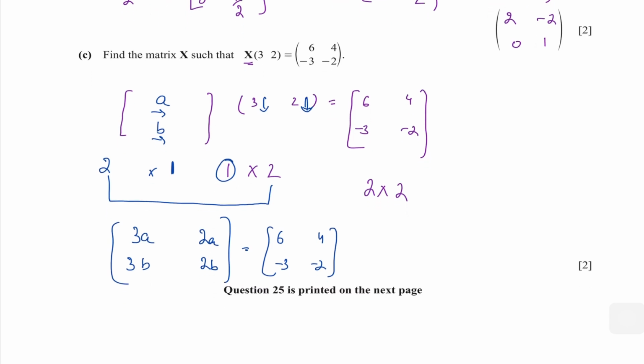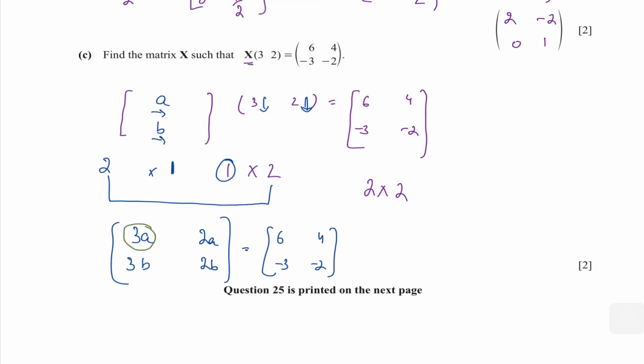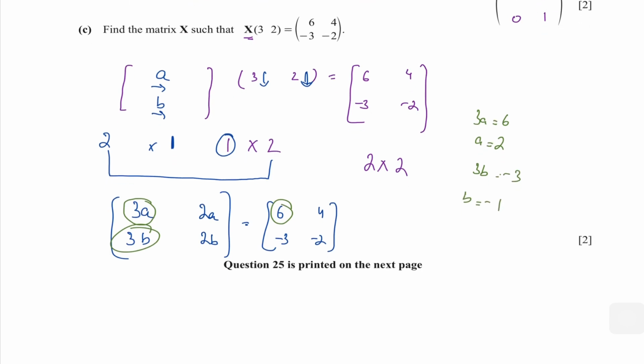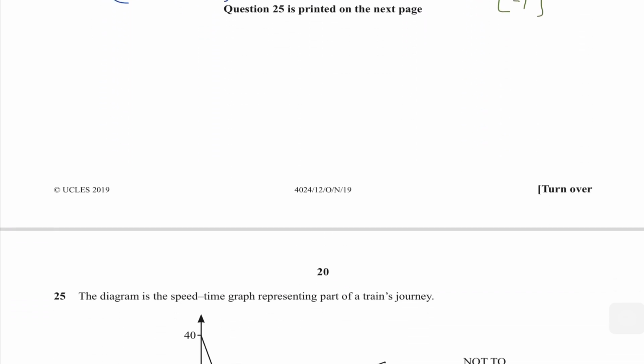So we're almost there. If you want to find out the value of A, I'm going to pick something on the left hand side which contains A and the corresponding value on the right hand side. So 3A equals 6, that means A is equal to 2, and 3B is equal to minus 3, which means B is equal to minus 1. So I now know what the matrix X is equal to: A I can see is 2 and B I can see is minus 1. So this is what matrix X is equal to.